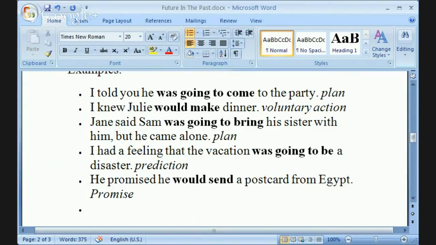Okay. And that's fine. Now, notice there, it wouldn't make much difference. I knew you wouldn't do the homework. I guess that's a voluntary action, or it could possibly be a plan. You could say it the other way: I knew you weren't going to do your homework. In that case, it really doesn't make much difference which form you use. But you are correct. Good job.